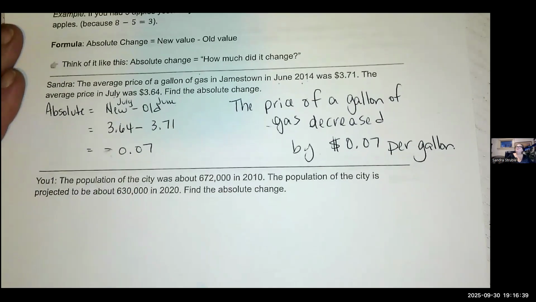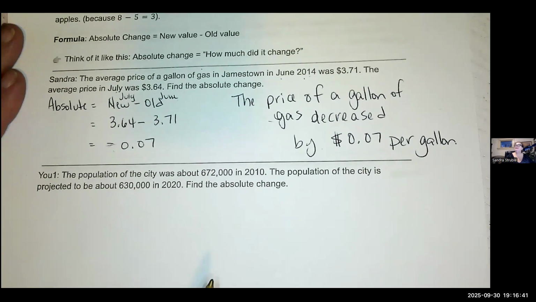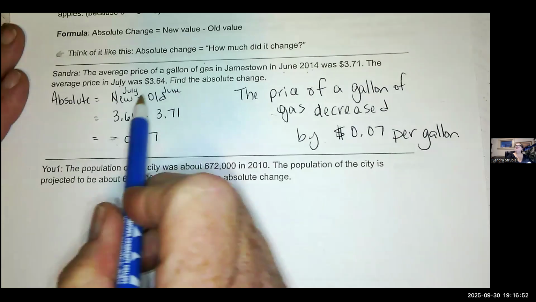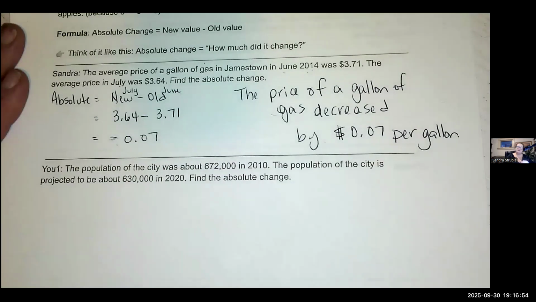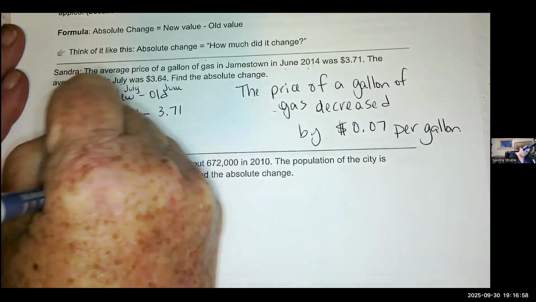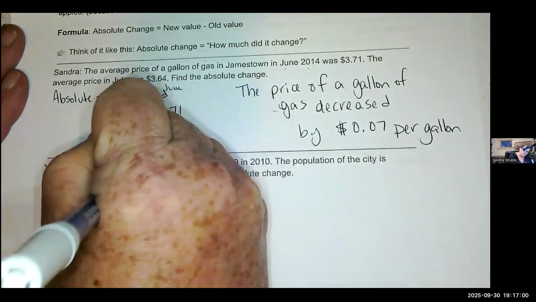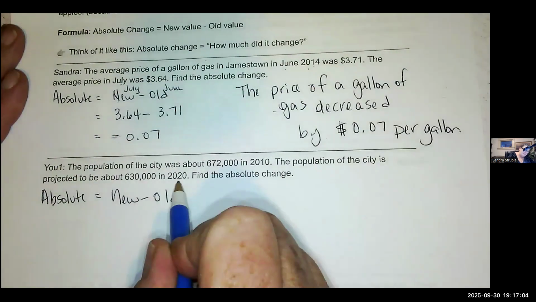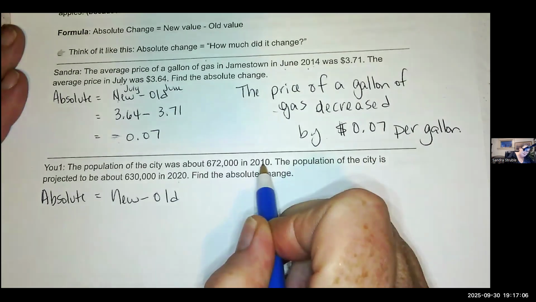Next one you're going to do, the population of a city was about 672,000 in 2010. The population of the city is projected to be about 630,000 in 2020. And you want to find the absolute change using new minus old. Pause the video, attempt this one yourself, and come back and see how you did. So what I'm going to do is figure out which one's new. The new one happens in 2020. The old one happens in 2010.